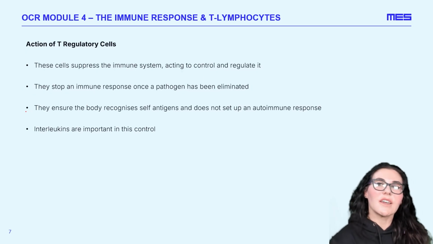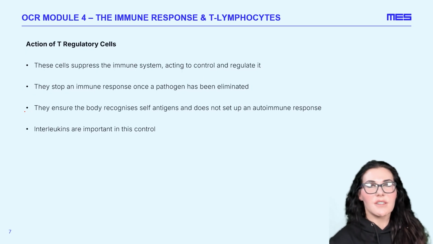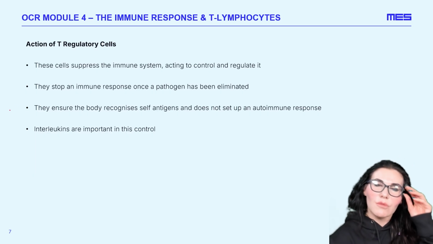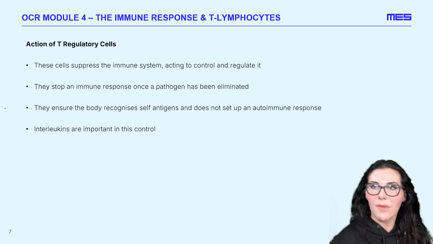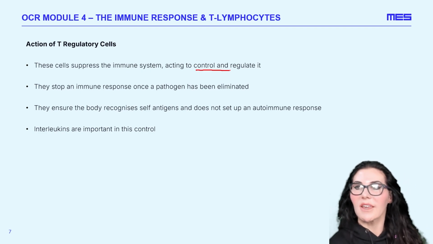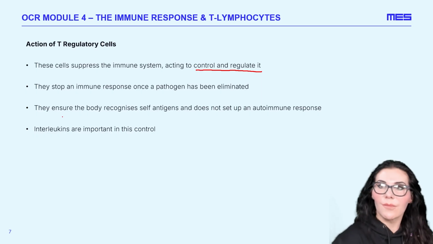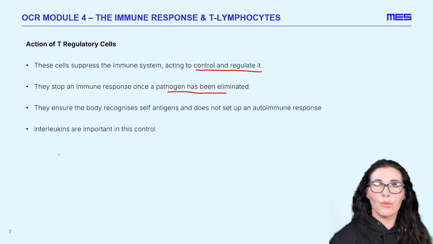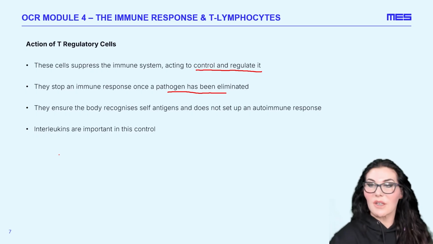Action of the T regulatory cells. Now, the regulator cells are really vital, because you always need to stop the immune response once it's done its job. It controls and regulates your immune system. Once the pathogen has been eliminated, you don't want to carry on with that immune response. It would be pointless, it wouldn't be efficient energy-wise, so it needs to come to a halt at some point.